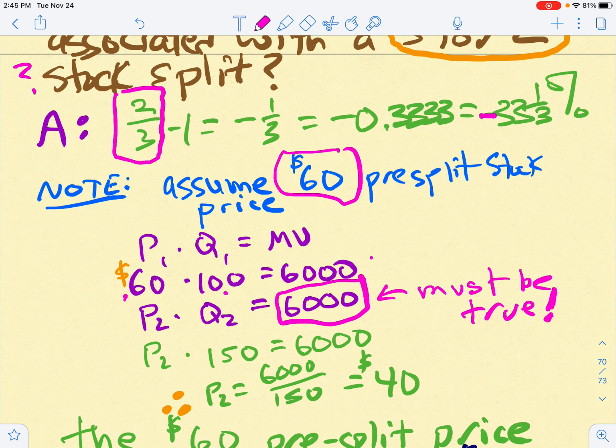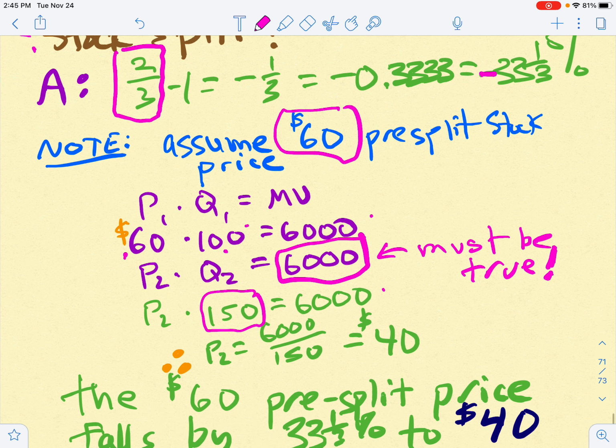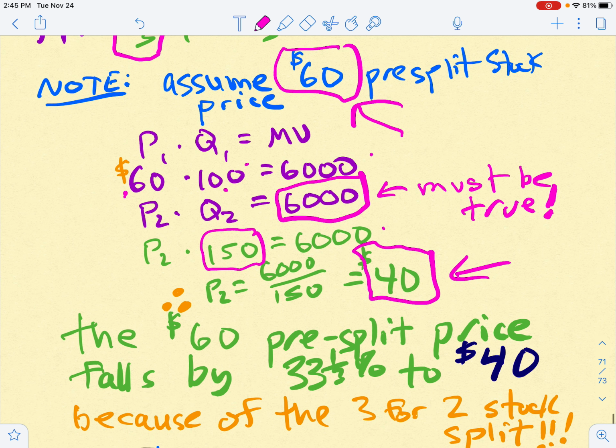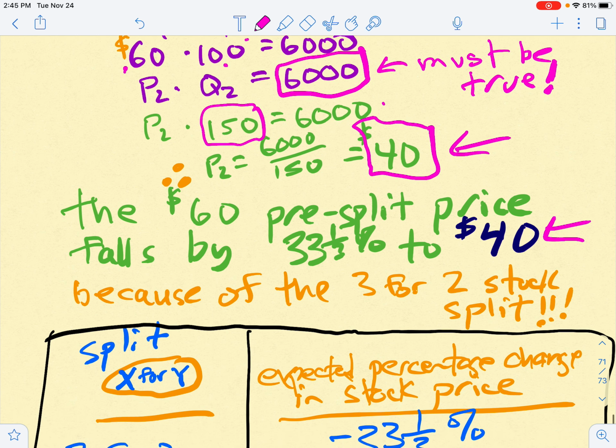And so here, with the 3-for-2 stock split, if you started with 100 shares, then you're going to have 150. And so some price, P2 times 150, has to equal 6,000. Therefore, it must be $40. If the original $60 price falls by 33.33%, of course, it's going to be $40. That's just showing you that this works.